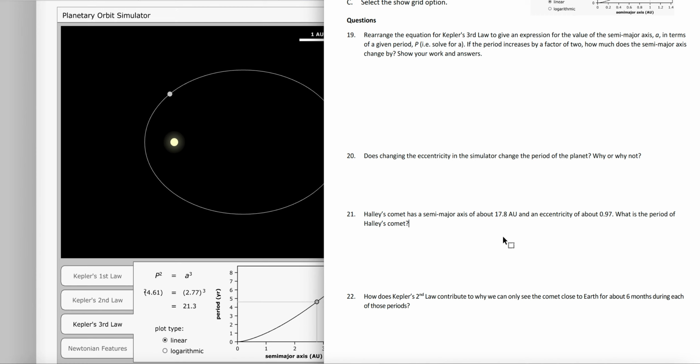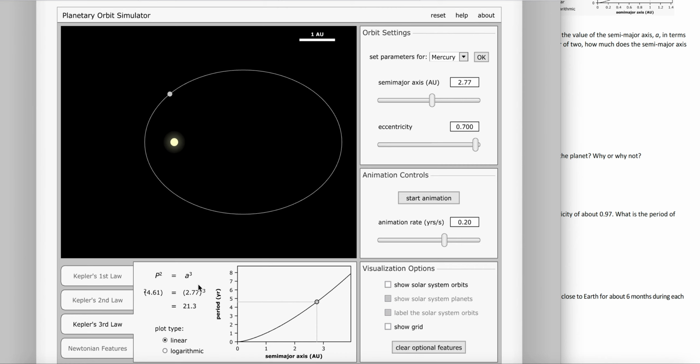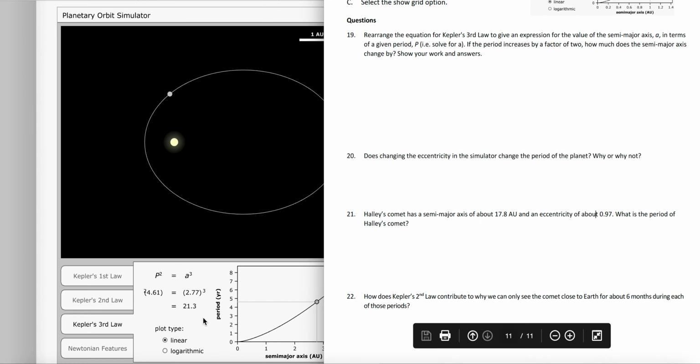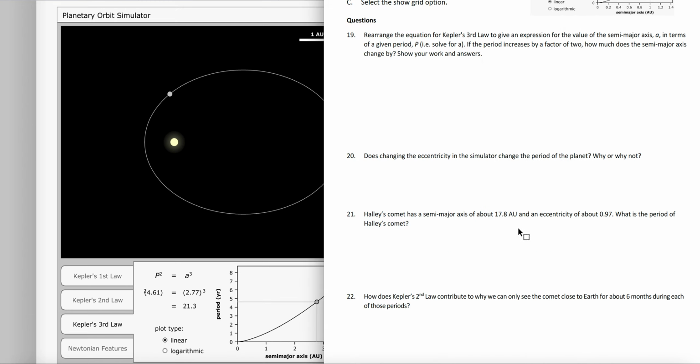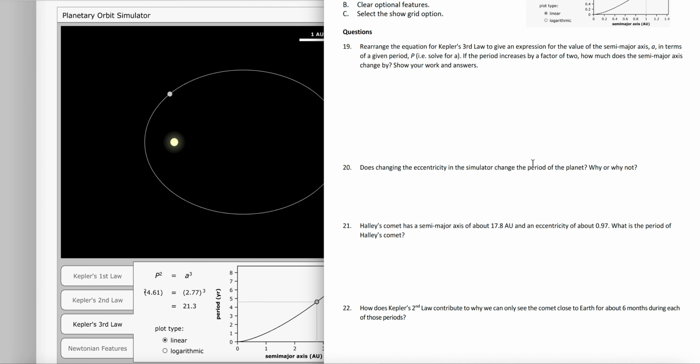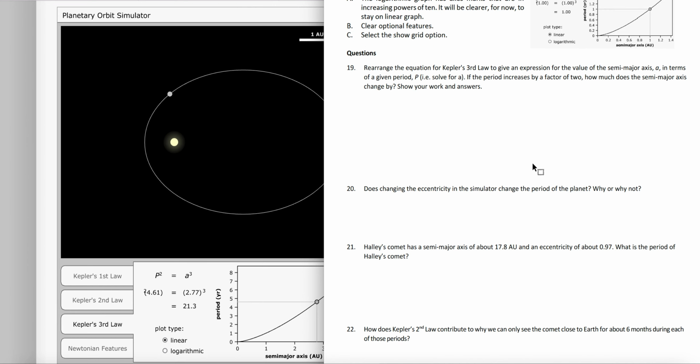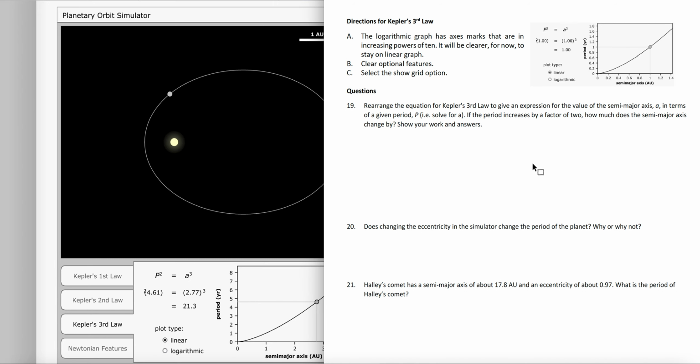Now, to be fair, does the eccentricity affect this equation? Do you see the value of eccentricity show up in this? I'll let you think about it. Oh, by the way, you can also change the graph from linear to logarithmic. When you make the scales logarithmic, the curve looks like a line, and when the axes are linear, you see the curve. So it's your choice how to do it. And then there are just a couple more questions. There's not too much here with Kepler's third law, wrapping up the lab.